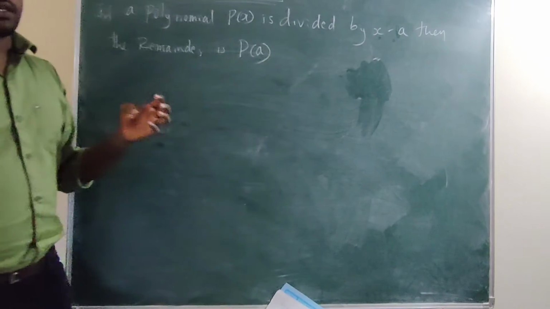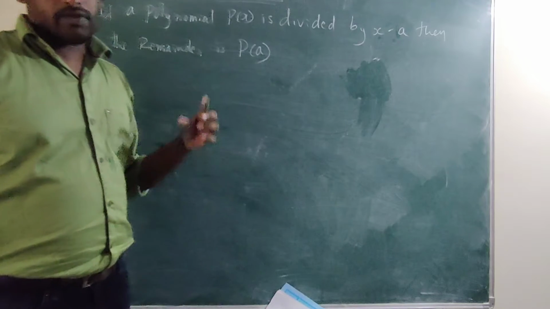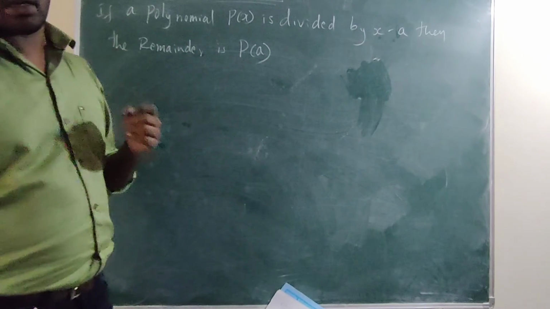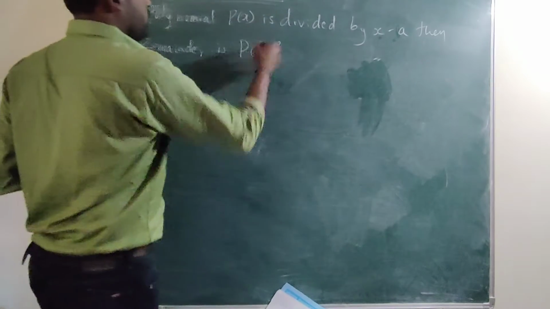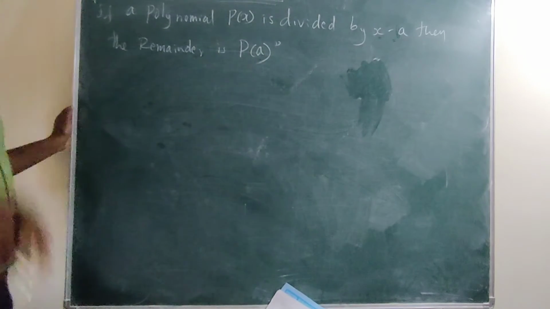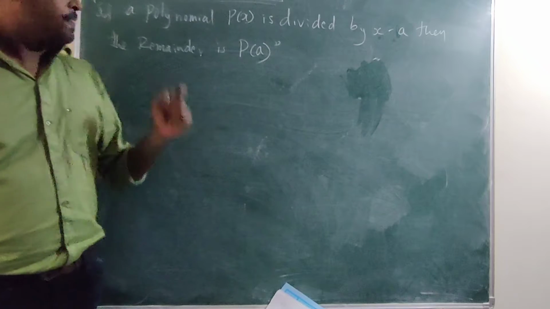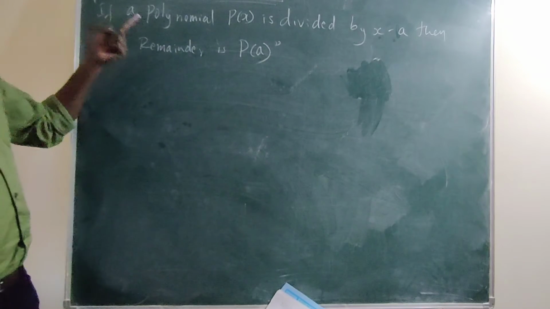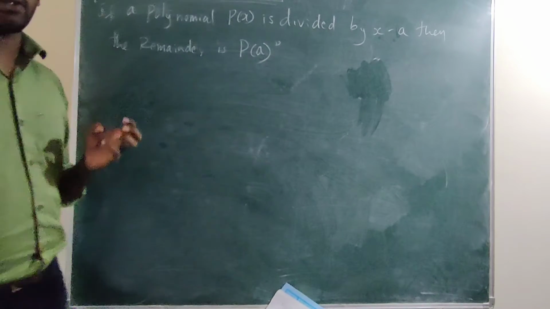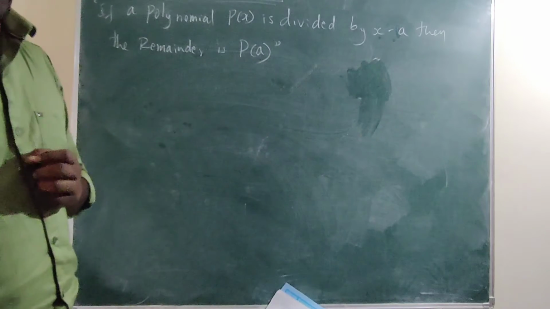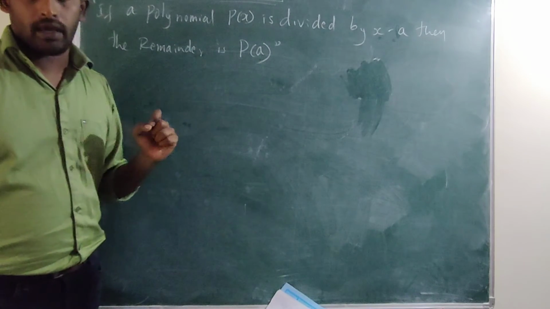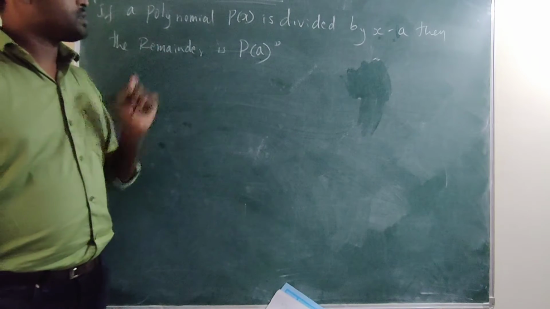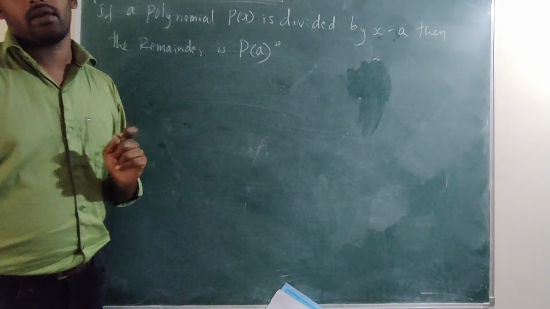If the divisor is a linear polynomial, then only we can apply this particular concept, students. You have to note down this particular statement in your notebook. After that, you can write the example. Clear? What is this? If a polynomial P of x is divided by x minus a, then the remainder is P of a. Clear, students? This is actually the remainder theorem.